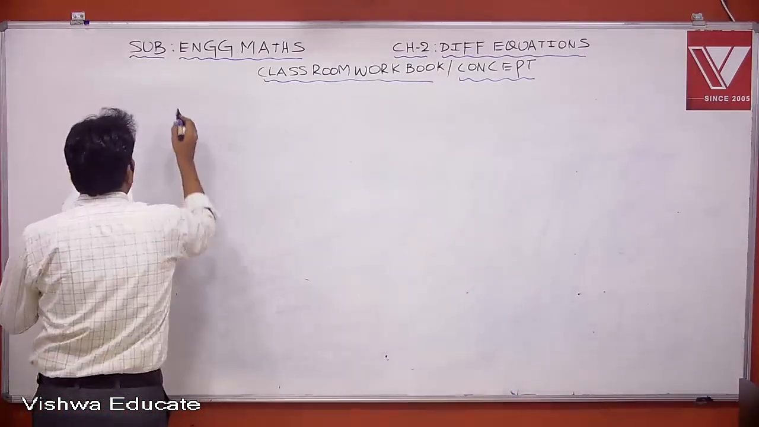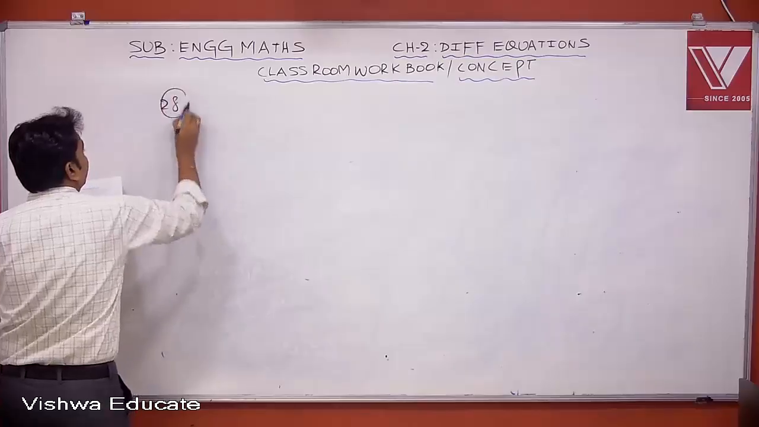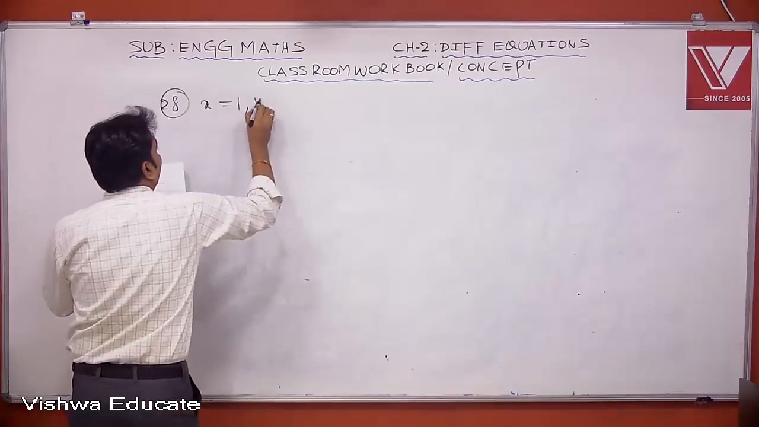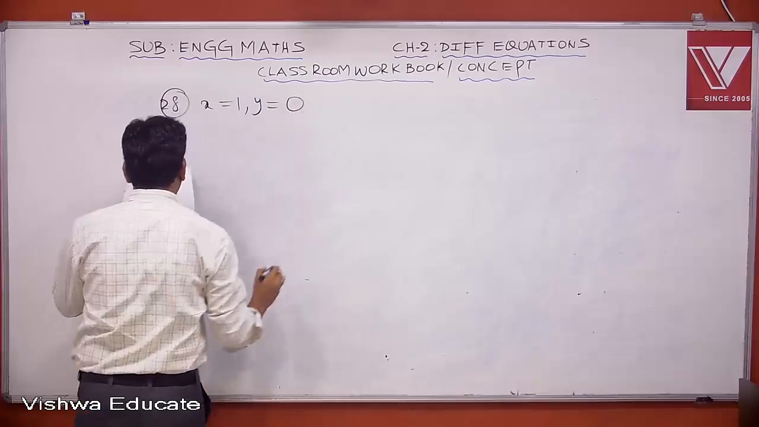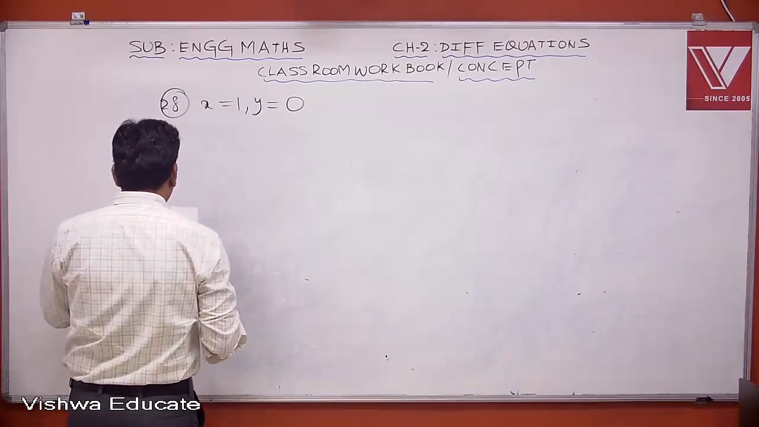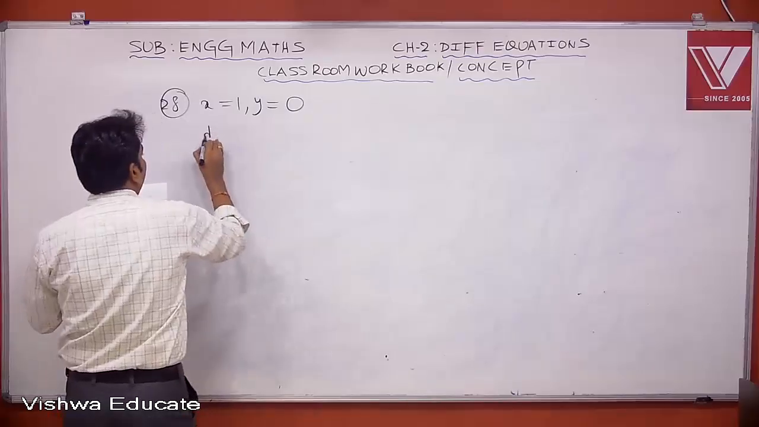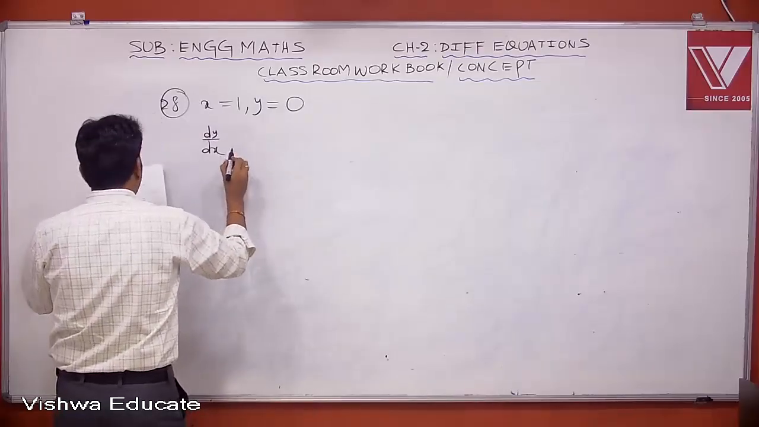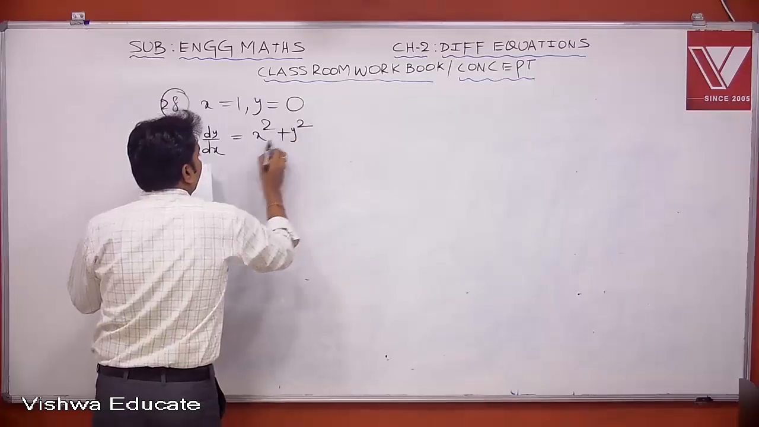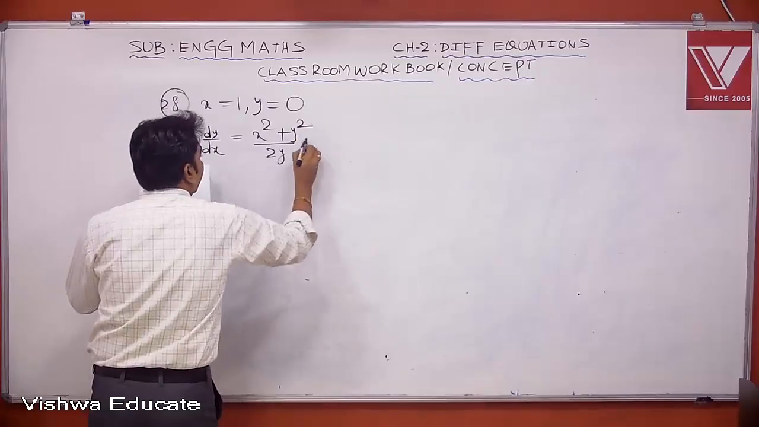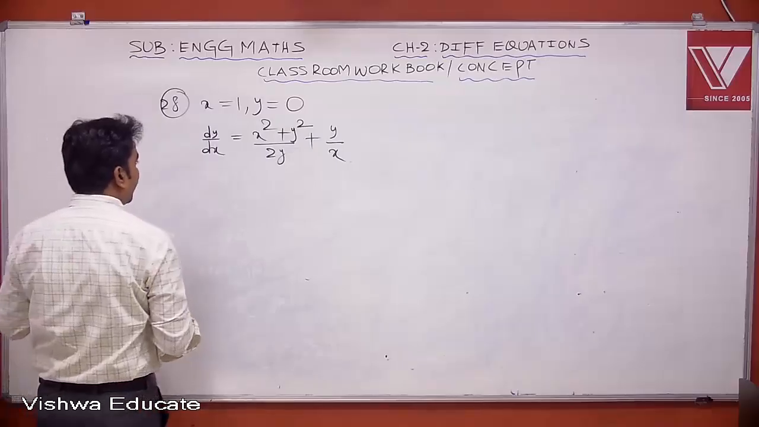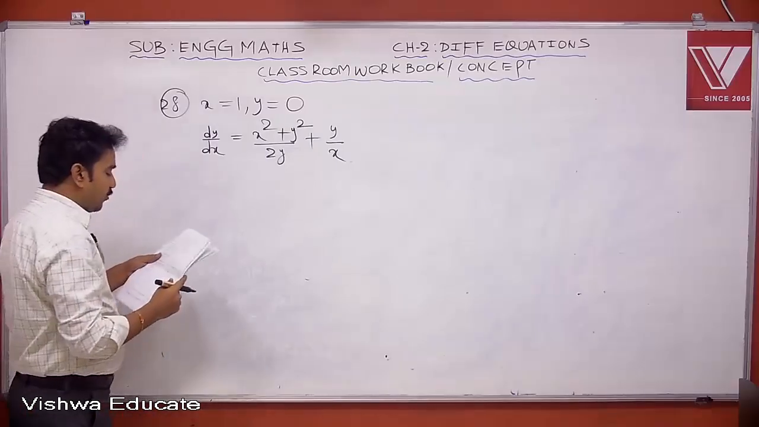Now let us start question number 28. A curve passes through the point x equal to 1, y equal to 0. Here it satisfies the differential equation dy by dx equal to x square plus y square divided by 2y plus y by x.